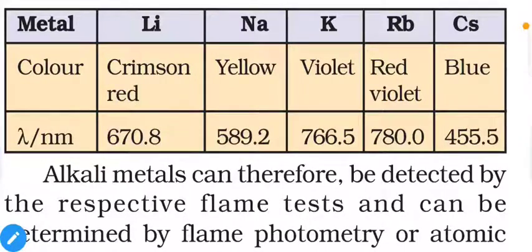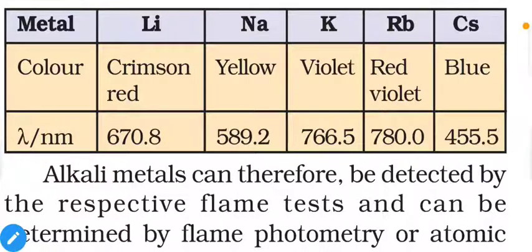So as mentioned here, lithium will give us crimson red light, sodium yellow, potassium violet, rubidium red violet, and cesium blue. All of these metals have different orbitals, that's why they give different colors, and this property is actually useful in practicals. During the practical, if a given salt contains an unknown metal or positive ion, then we can do the oxidizing flame test.